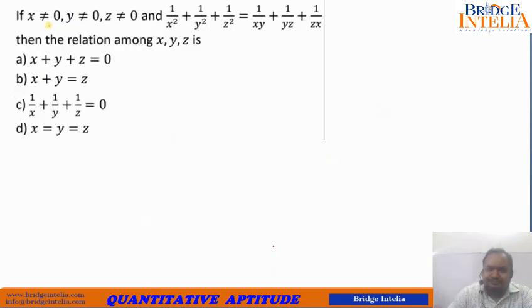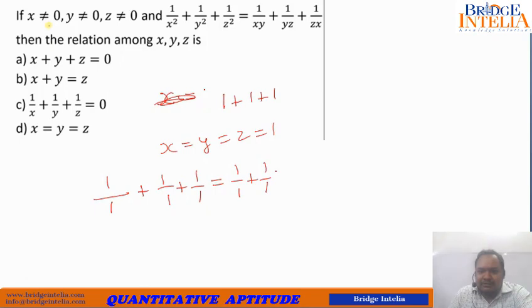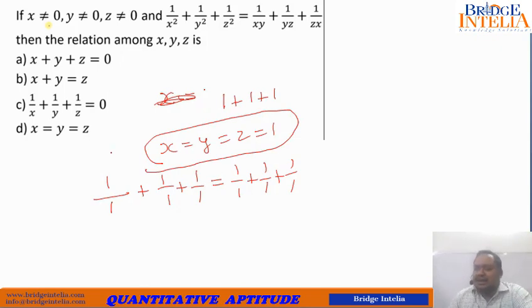So now let's move forward. Look at this one. 1 upon x square plus 1 upon y square plus 1 upon z square is equal to this given expression. Realize something. Can't we say that if you assume x is equal to y is equal to z is equal to 1, what does it become? It becomes 1 by 1 plus 1 by 1 plus 1 by 1 equal to 1 by 1 plus 1 by 1 plus 1 by 1, which is true indeed.